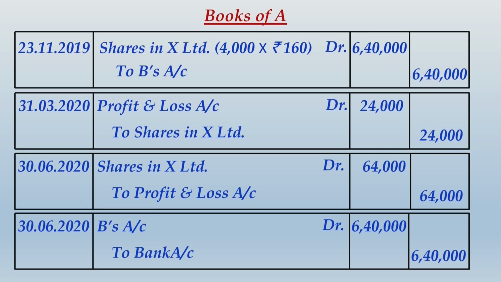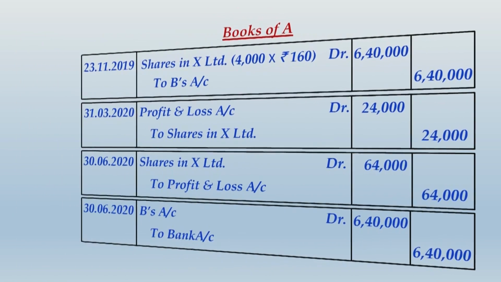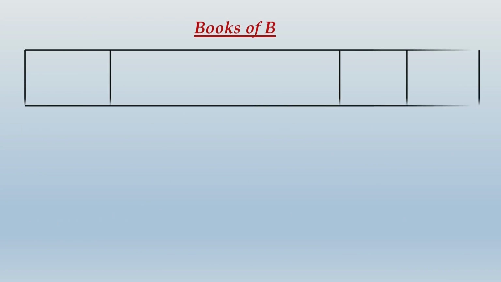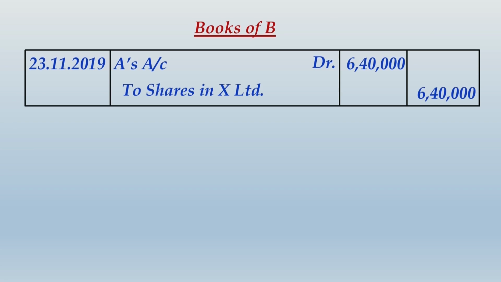Alright friends, you would have finished writing all these entries in the books of A. Let us move ahead and write up the books of B. So on 23rd November 2019, B will debit A's account and the corresponding credit effect will be given by derecognizing the financial asset which represents shares in X Limited.